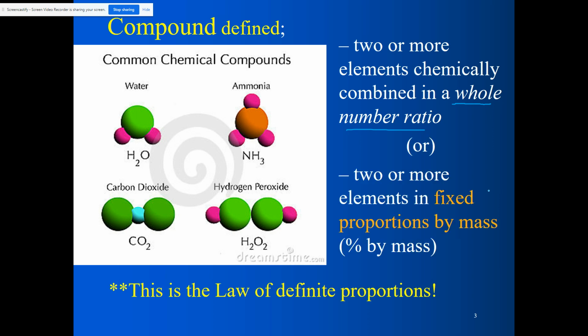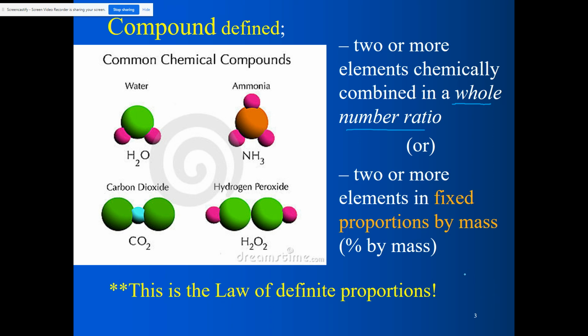Or, here's where the original definition comes into play, what I was just alluding to. Two or more elements fixed by proportions by mass. They're in fixed proportions by mass. It just so happens that those fixed proportions by mass leads to this whole number ratio. This is the law of definite proportions, and the law that gives us the definition for a compound.